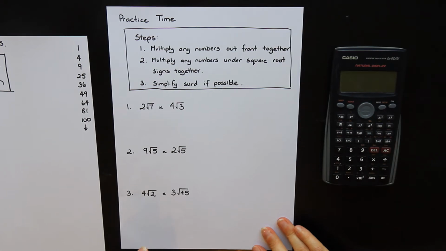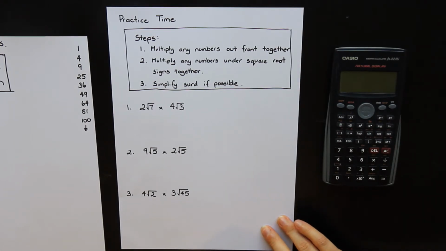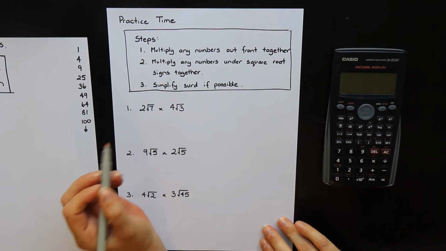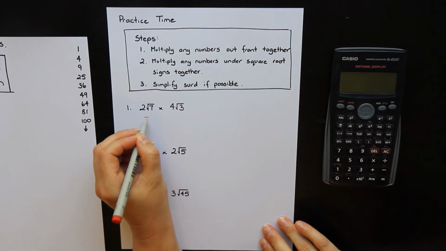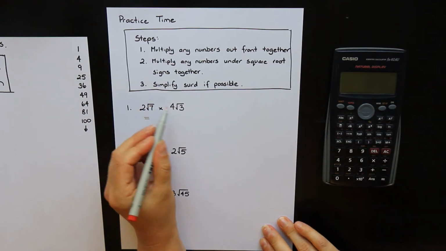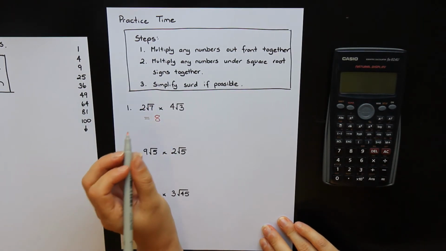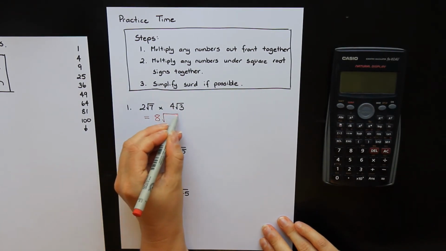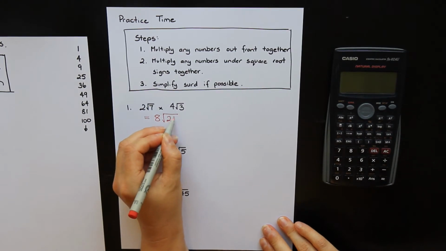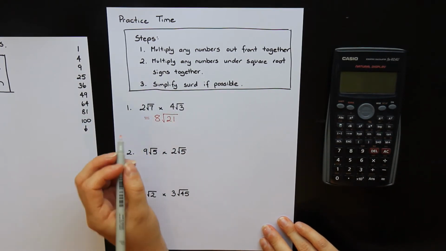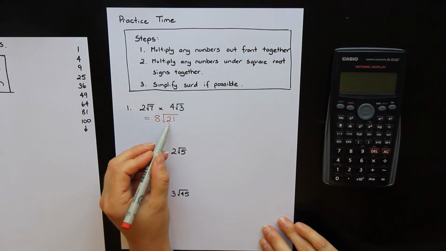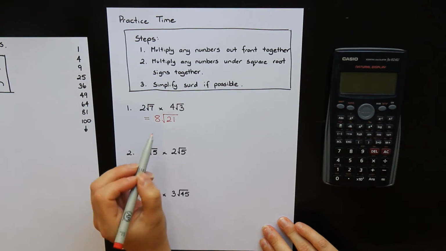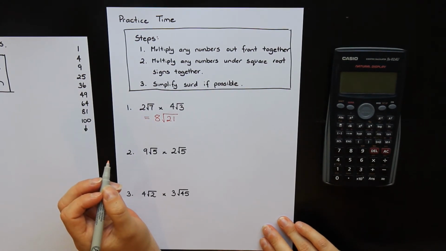Okay, hopefully you've had a try. Let's have a look at the answers now. Question 1, 2 root 7 times 4 root 3. Okay, step 1 is to multiply the numbers at the front. 2 times 4 is 8. Step 2 is multiply the numbers underneath the square root sign. Okay, so 7 times 3 is 21. Step 3 is to simplify the surd if possible. Can I simplify 21? Can I divide by a perfect square over here? No, so that is my final answer.